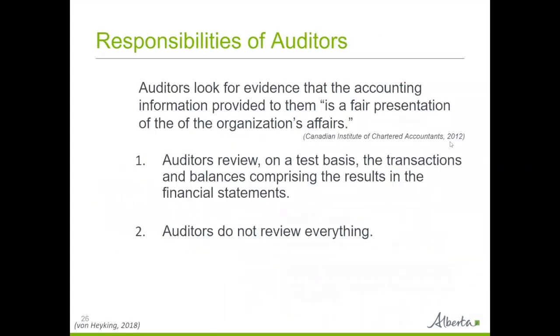The audit reviews how a transaction goes through the accounting process from beginning to end, and it includes how that transaction is seen in the financial statements and what financial management processes are attached to it. Auditors look for evidence that the accounting information provided to them is a fair presentation of the organization's affairs. Does the accounting information actually represent the accounting processes that an organization has?